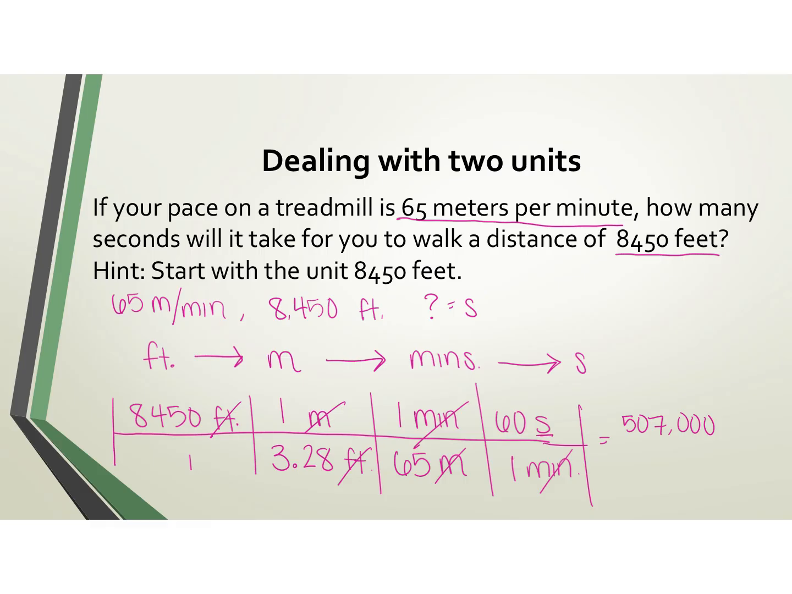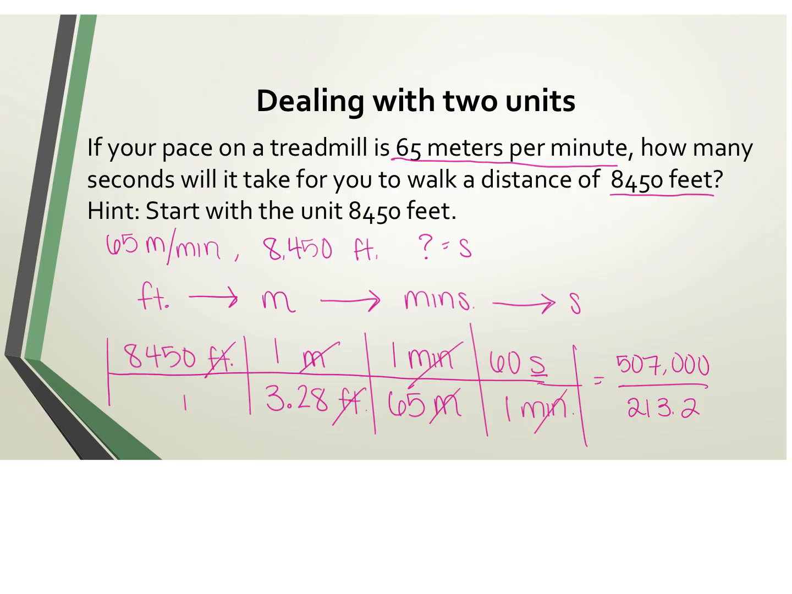So if I multiply the top row, I get 507,000. Then we're going to multiply the bottom row. So 3.28 times 65. I get 213.2. And now we'll just divide the top row divided by the bottom row. All right, so when I divide them out, I get 2,378.05.